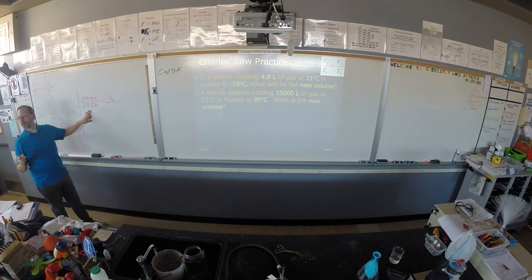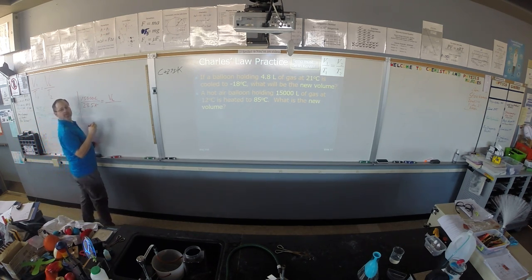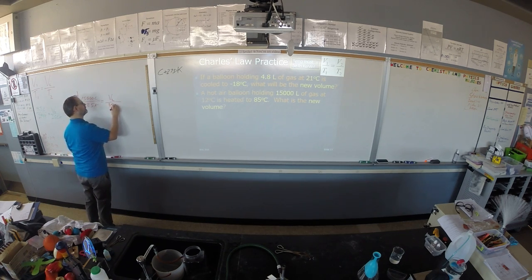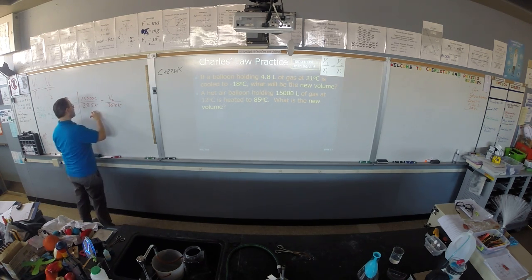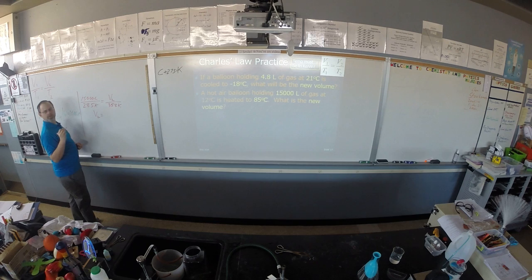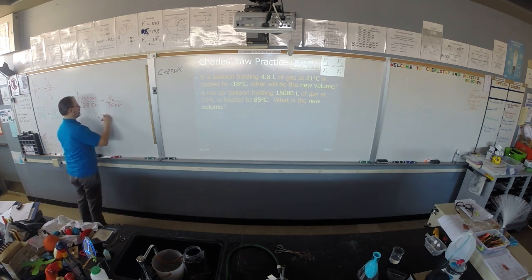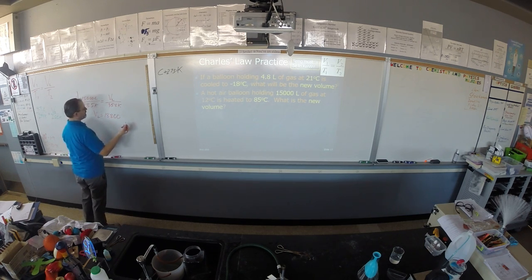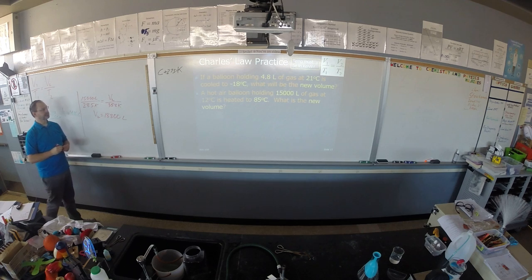Is 285 where we're starting? Yeah. And what are we ending with? 358. 358? Yes, I know. And this gives you a volume of how much? 66.2. 66? I got 66. Wait. 1842? Okay. 18.1. 8,000 liters. Oh, my bad. I divided by the wrong one.